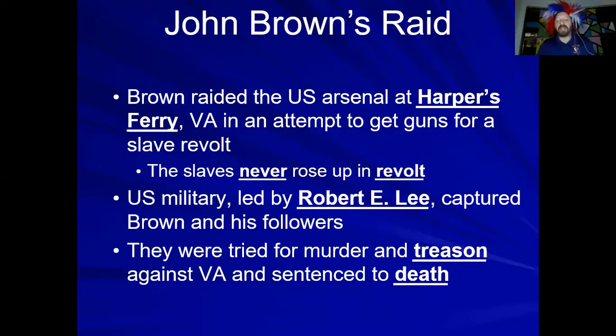Now, the members of John Brown's group were actually tried for murder and for treason against Virginia. This is a key point too: yes, it was against the United States because it was a U.S. arsenal, but he was tried by Virginia. Now, we've talked about the balance between federal government's power and states' rights before.